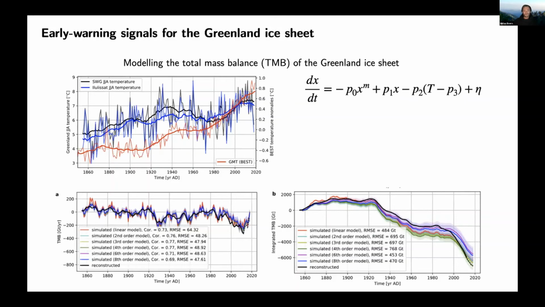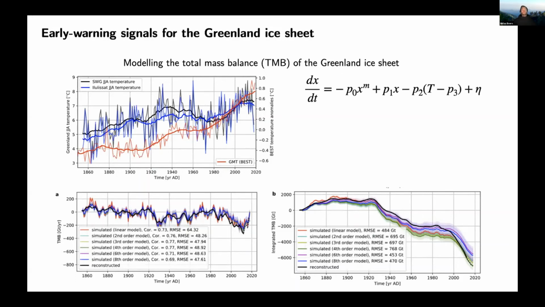And to your left, you see the evolution of the temperature. So the red line is the global mean temperature that you know quite well. And then blue and black are two different observation-based estimates of the temperature development in Greenland, two different stations. And then what we do is we take the total mass balance data from reconstructions, which is basically accumulation minus the runoff and minus the ice dynamic discharge.